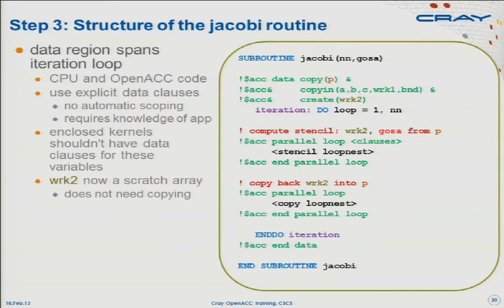So this is what I do. I put a data region at the start of this Jacobi routine, outside the iteration loop, and it ends here. And there is where I say how the arrays are going to move. And work 2 is now just a temporary array, so I call it create. And then I have to say parallel loop around this extra loop nest.